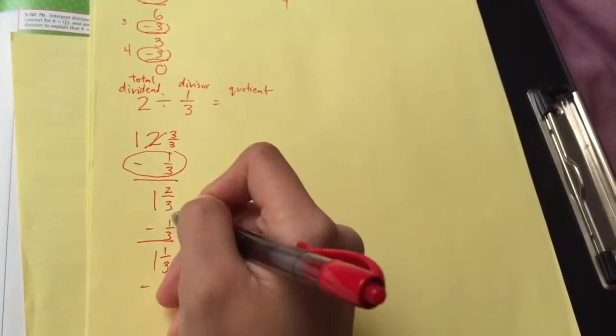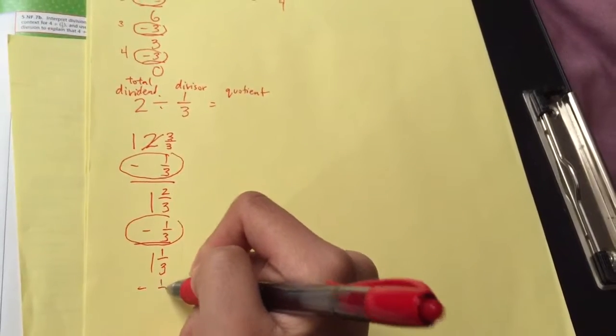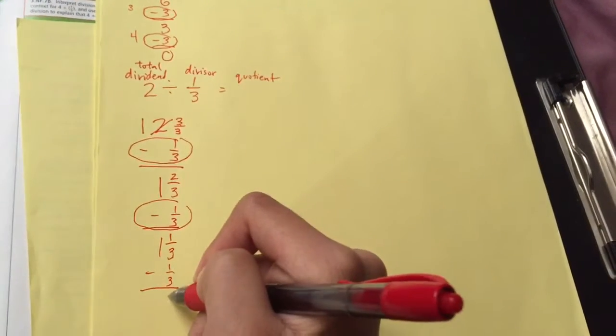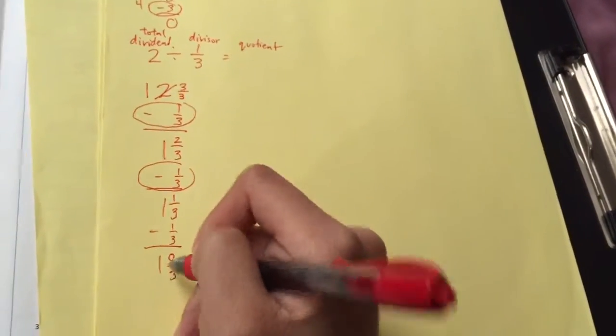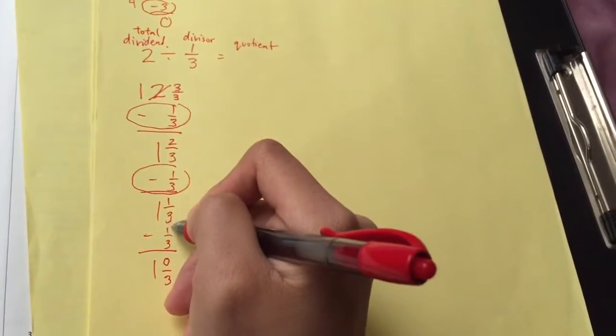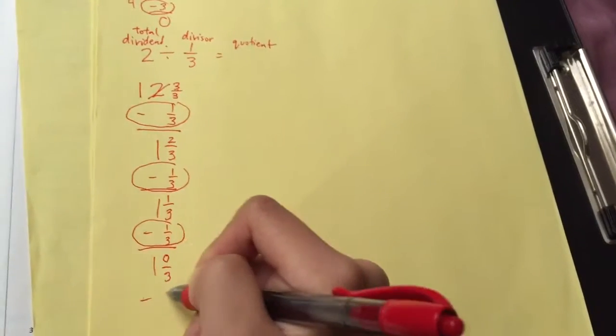So that was 2 times. Subtract 1/3. 0/3. 1. This is the same as the number 1. We were able to subtract it 3 times.